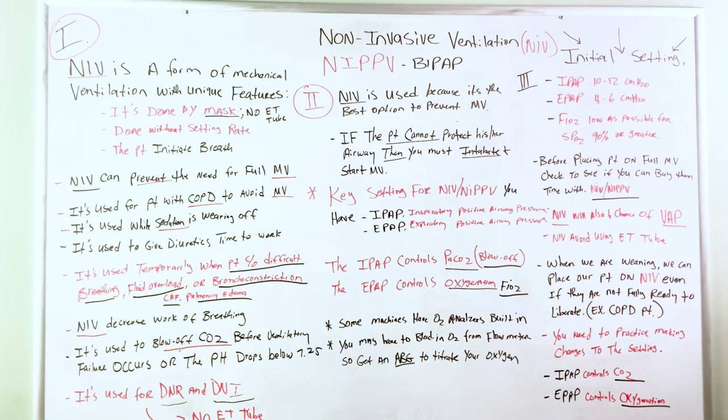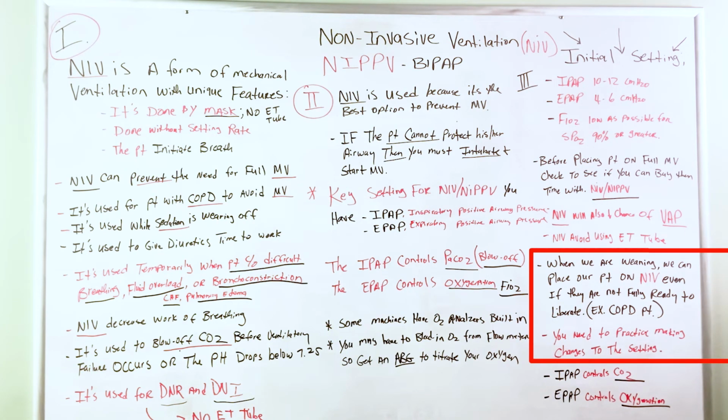When we are weaning a patient, we can place them on NIV, even if they are not fully ready to be liberated. An example, COPD patient. You will not change the damage already done to their lung, but we still have to get them off that ventilator. And NIV or BiPAP is a great way to help wean them off of the mechanical ventilation.